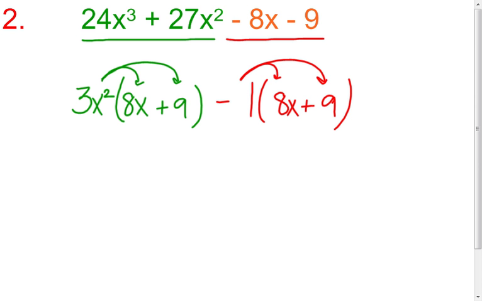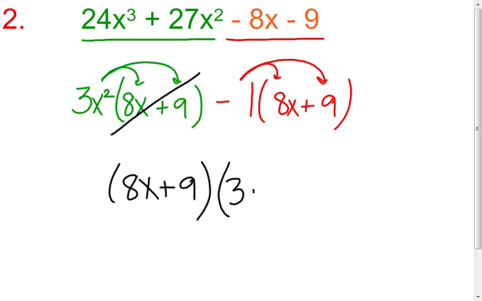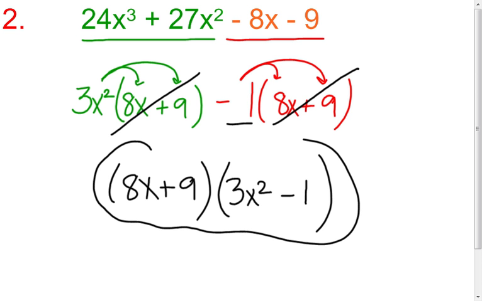Now you can see that both parentheses, both the green and the red, have an 8x plus 9 in them. So you're going to factor out that 8x plus 9. If I factor the 8x plus 9 out of here, what I have left is 3x squared. If you take the red and you factor the 8x plus 9 out of the red, be careful, a lot of people want to say you have nothing left, but you actually have this negative 1 right there, okay? And if you did not write the 1 in front, you might forget that you have negative 1 left. But this is how this one factors.